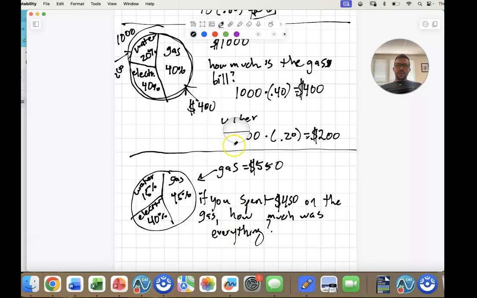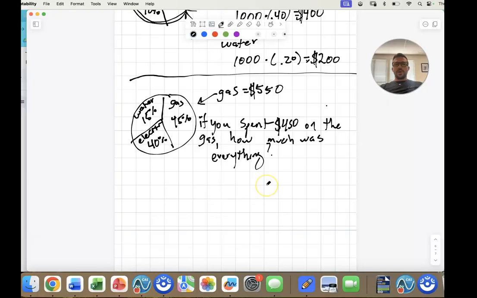Okay, well, we know from the one above that if you take the full amount and multiply it by 0.45, you get how much it was for gas. So the full amount, that's the total. Instead of using an X, I'll just say it's a T for total. We multiply it by 0.45, and we should get the gas bill, right? Which we know comes out to $550.